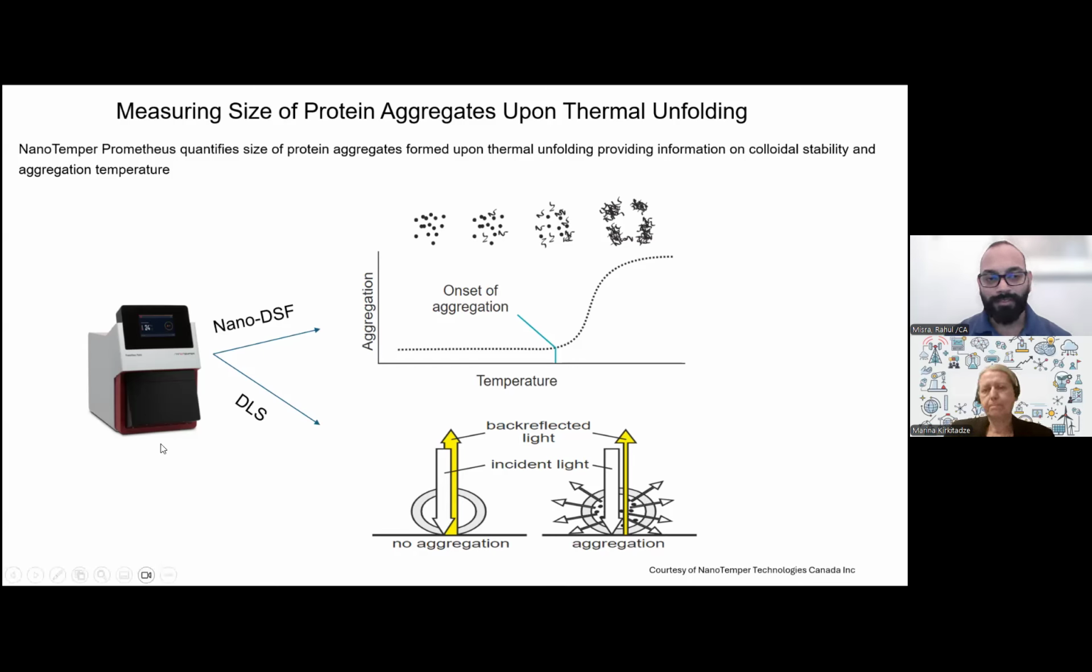So not just at different temperatures, this instrument can also give you the size of the particle at a certain temperature. For example, you want to know what would be the particle size of my formulation at 50 degrees. You set the temperature to 50 degrees and you get the size of the particles. That's why it's a pretty powerful technique, which combines the modality of two different technologies.